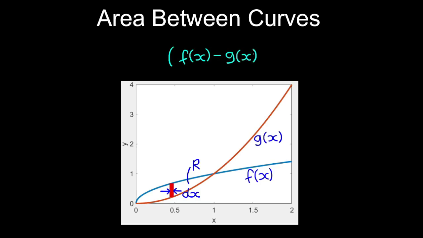And we multiply this by dx, which gives us the area of that rectangle, and then we integrate from x equals a to x equals b. And that gives us the area of the region.